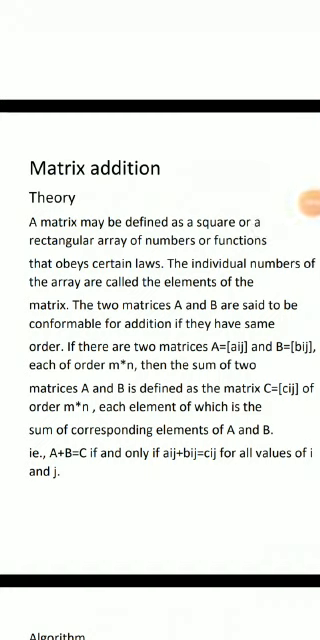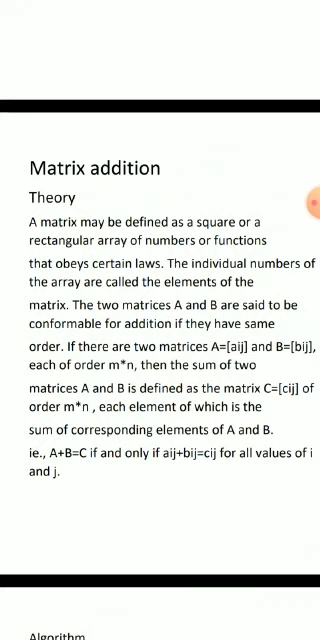A matrix may be defined as a square or a rectangular array of numbers or functions that obey certain laws. The individual numbers of the array are called the elements of the matrix. The two matrices A and B are said to be conformable for addition if they have the same order.